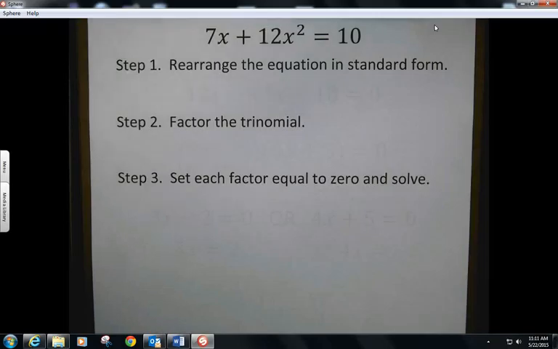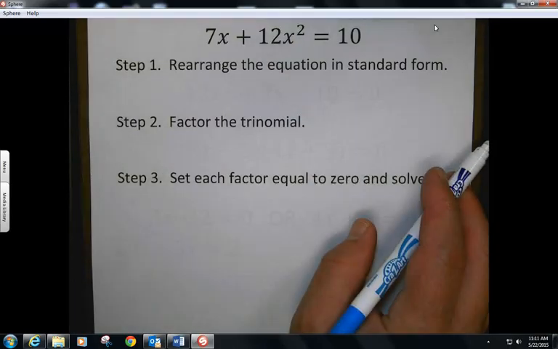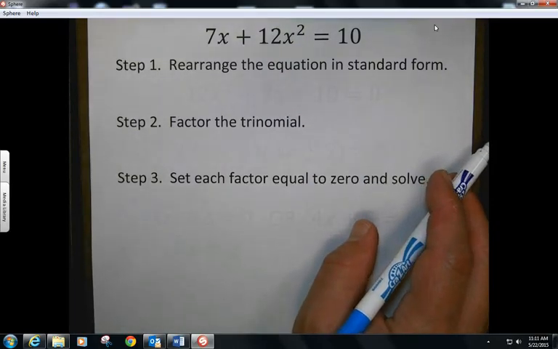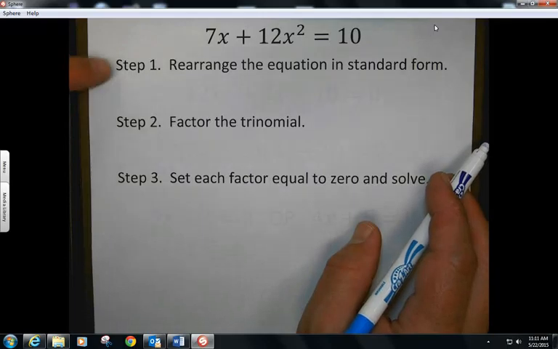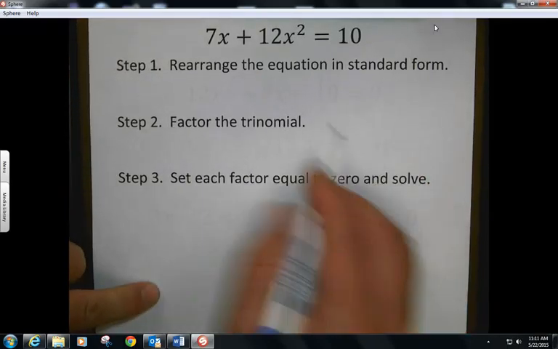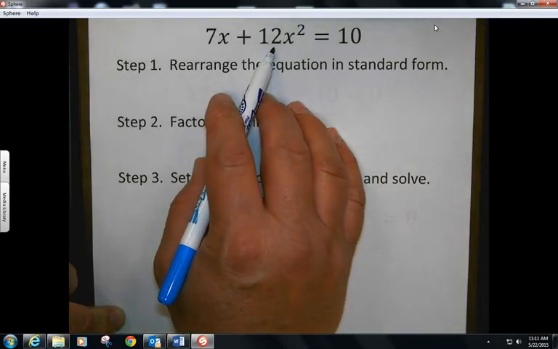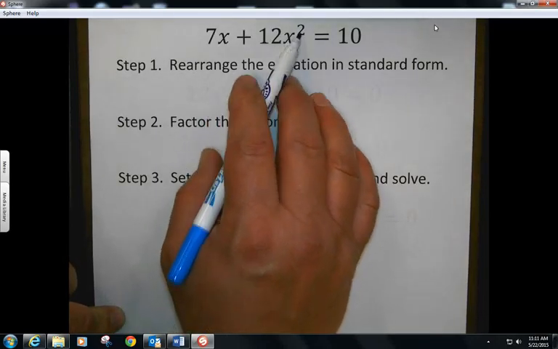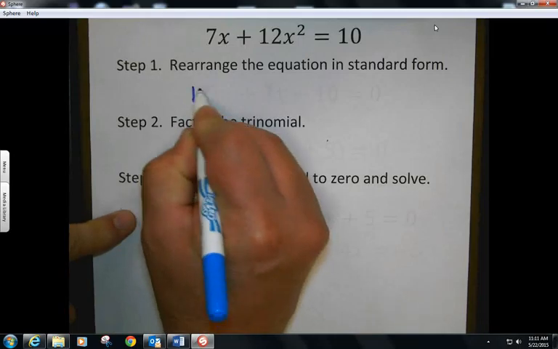Okay, this is Mr. Peterson, and my goal today is to show you how to solve a quadratic equation using a method called factoring. Step one is you arrange the equation in standard form. To be in standard form, you want your quadratic term first, the part with the x squared, so I'll put that up front here.